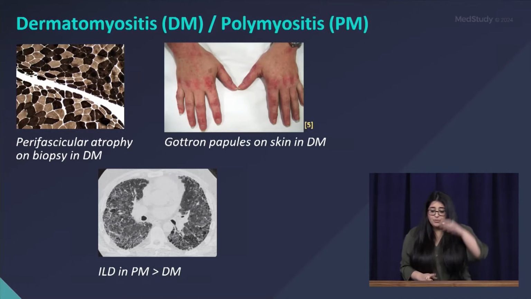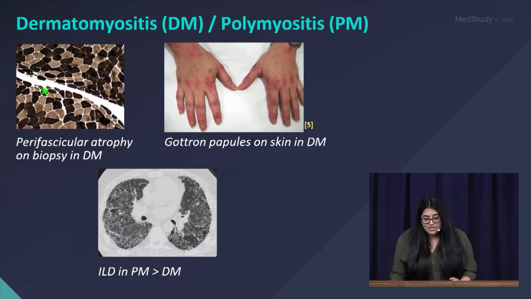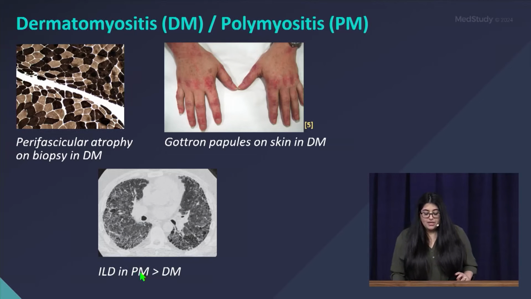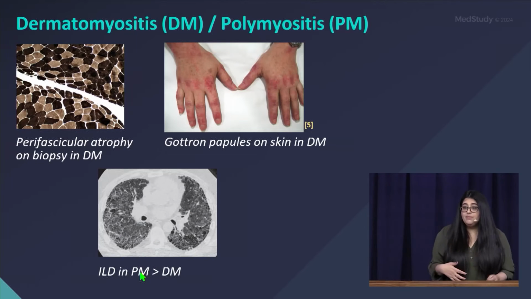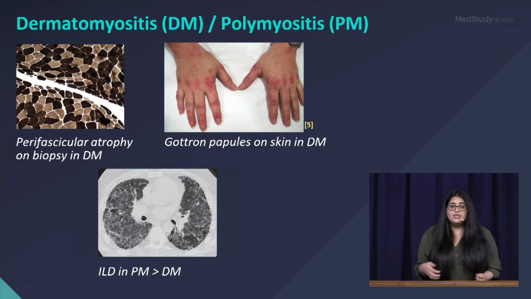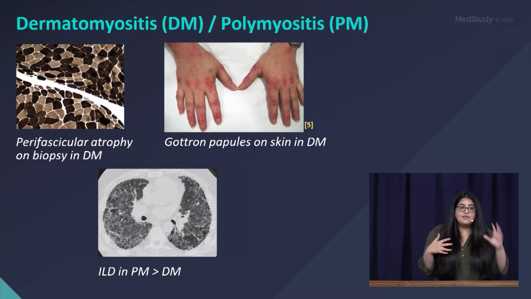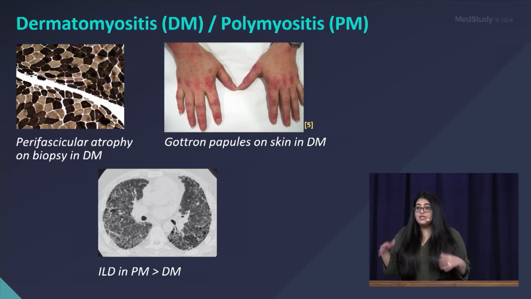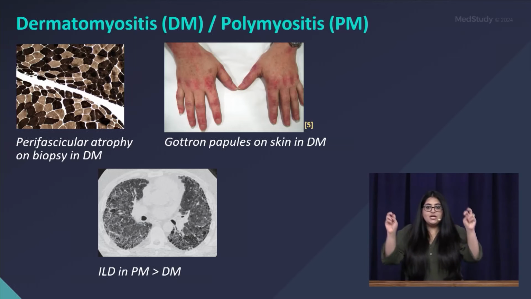So this is just some quick pictures. Here you can see some atrophy on biopsy of dermatomyositis over here. These are the Gottron's papules we talked about on dermatomyositis. And we just added this here because we wanted to make a point that polymyositis presents commonly with interstitial lung disease. So when I think about dermatomyositis, I think paraneoplastic cancer. Then I think polymyositis, I think interstitial lung disease. So that's kind of the associated.